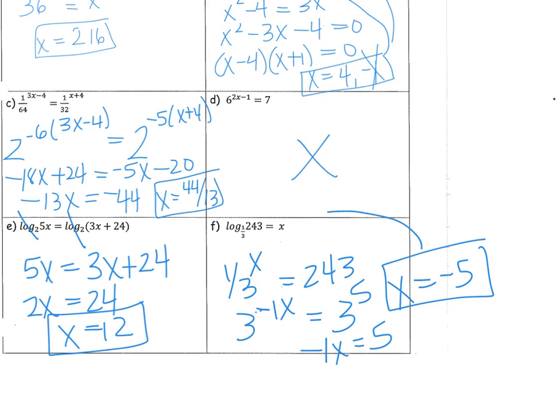And if I put negative 5 in for x, that's okay because that is an exponent. There is your lesson. Good luck.